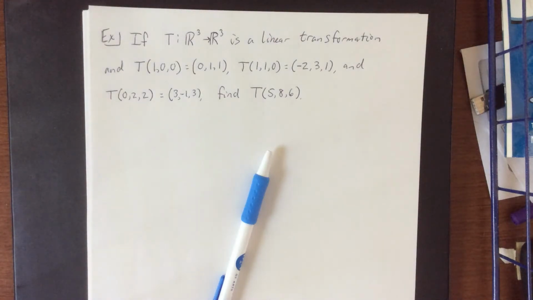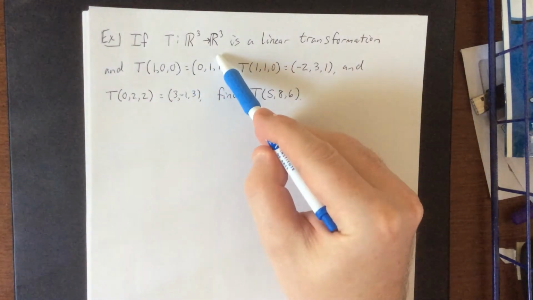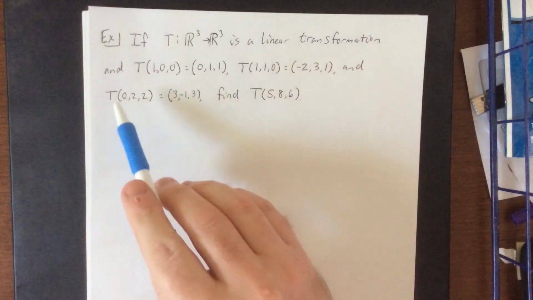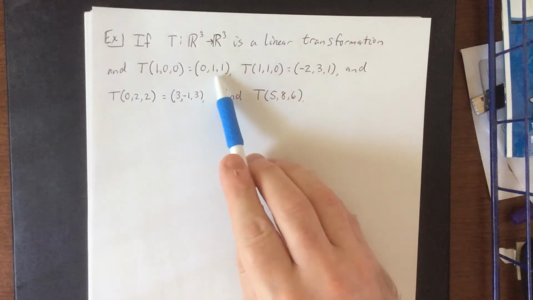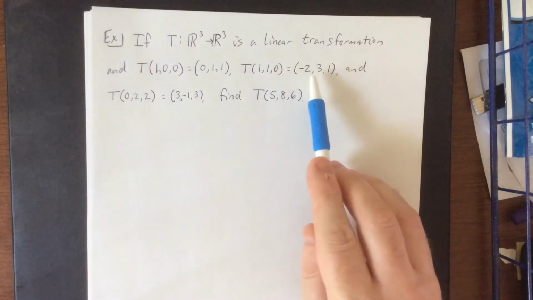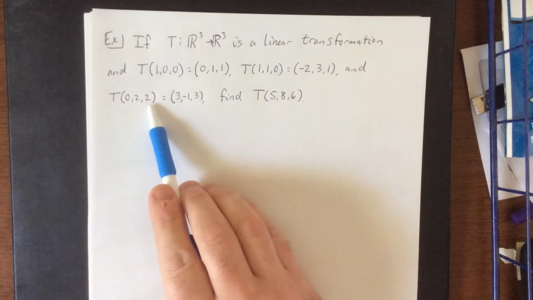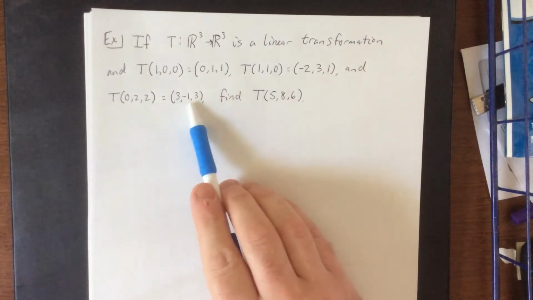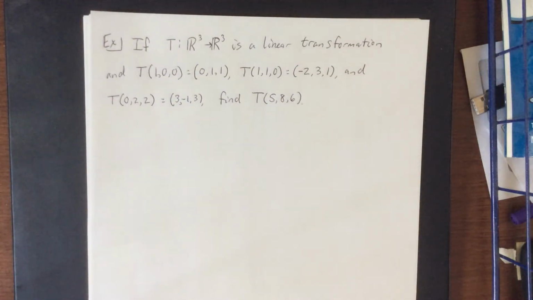In this example, we're going to be taking a look at a linear transformation that is going to take us from the vector space R3 into the codomain of R3. So suppose we have a linear transformation, and we know that the image of the vector 1, 0, 0 is the vector 0, 1, 1, that the image of the vector 1, 1, 0 is the vector -2, 3, 1, and that the image of the vector 0, 2, 2 is the vector 3, -1, 3. What we're going to do is find T of 5, 8, 6.